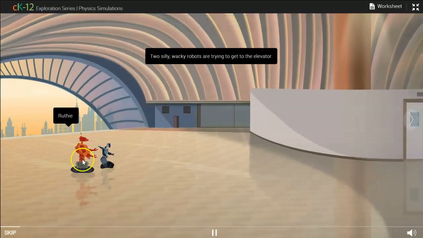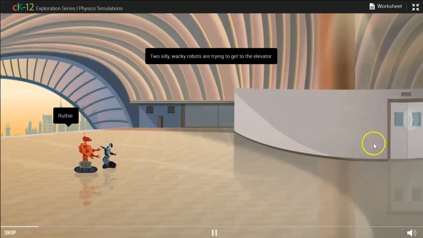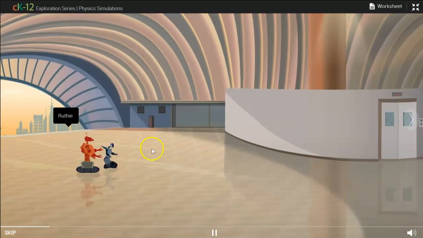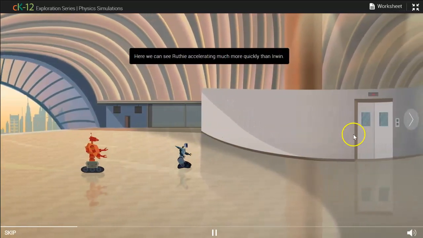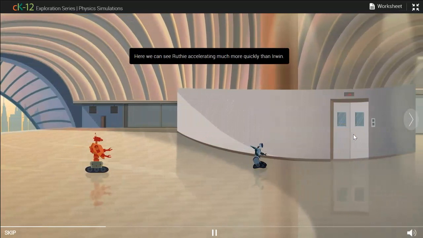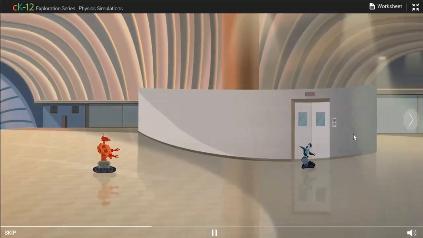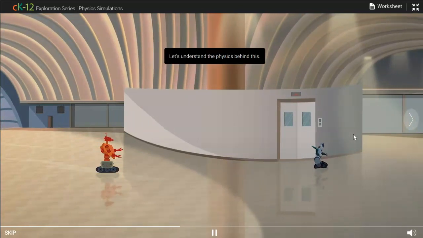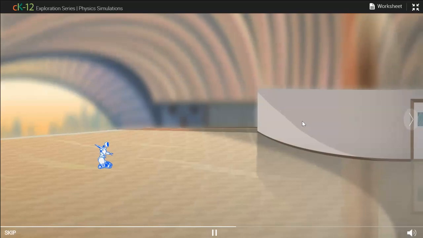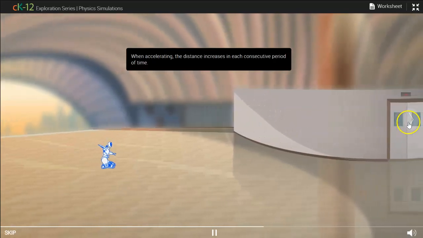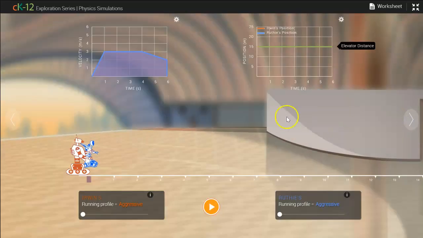It tells you that the little robots are racing to the elevator. Okay, so these robots are trying to race each other as they make their way to the elevator. And on the next slide, we're going to see some position time graphs that will show us their position and basically graph it for us. So I'm going to go ahead and click on this next button. That's the only thing we have to do.